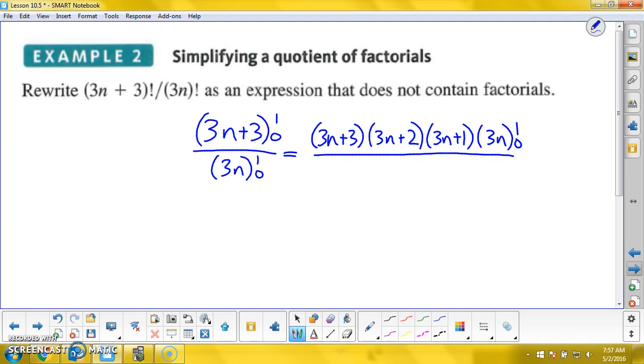Basically, I just decreased each of those by 1. And the bottom stays as 3n factorial. And now I can cancel the 3n factorials out. And so I'm left with 3n plus 3 times 3n plus 2 times 3n plus 1. So to give your final expression, you don't need to FOIL that out. You can just leave it in the factored form.